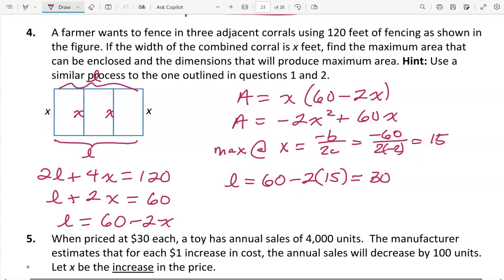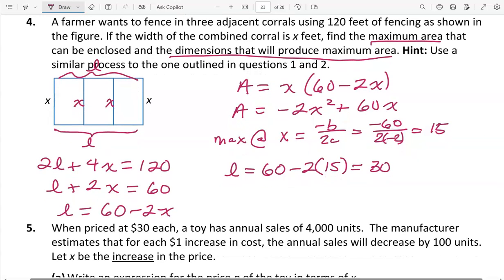And so what are we looking for? We are finding the maximum area, and we are also finding the dimensions that will produce maximum area. So we're actually looking for 2 different things. So we are looking for the width and the length. So dimensions are going to be 15 feet by 30 feet. It doesn't matter which one of those comes first.